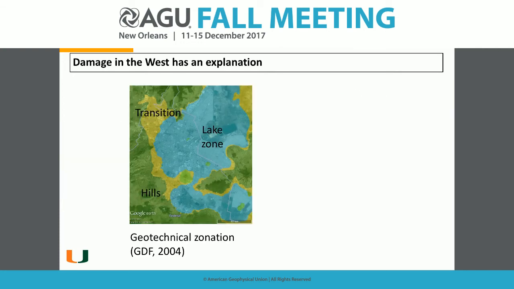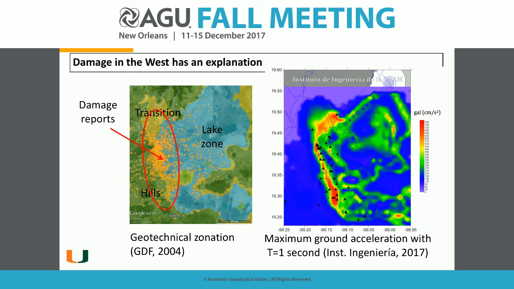But then we look at this zonation of the city. The city is divided into three geotechnical zones: the lake zone, the transition zone, and the hill zone. The hill zone is the stable zone of the area. The lake zone is a thick layer of clays, and the transition is the transition zone between those two. And then we have the damage reports over here, and as you can see, they align pretty well with the transition zone.